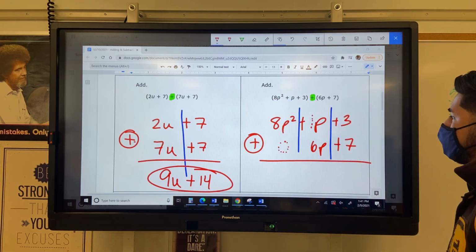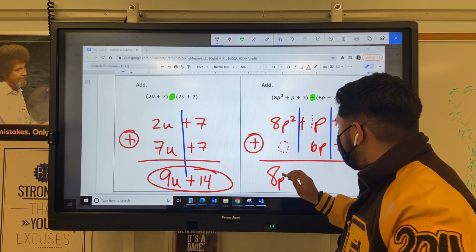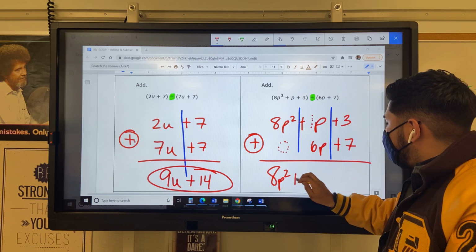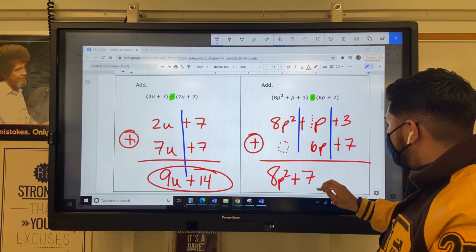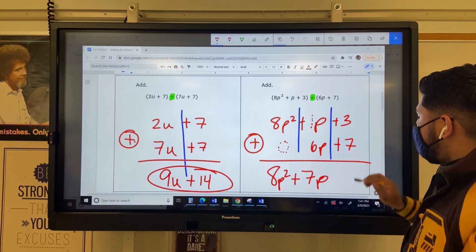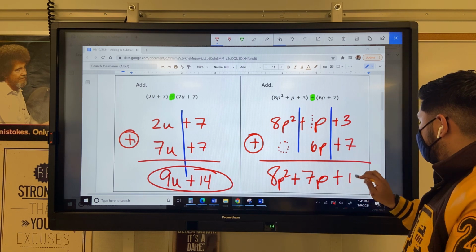8 plus 0, 8P squared. 1 plus 6, positive 1 finger plus 6 fingers, 7P. 3 plus 7, 3 fingers plus 7 fingers, 10 fingers.